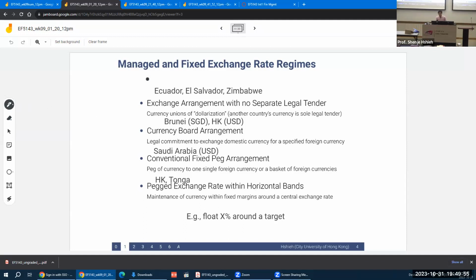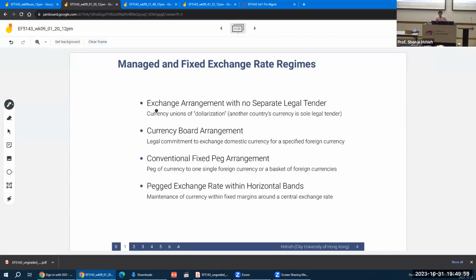So here are some exchange rate policies. Okay, so maybe I'll clear it and then just write it again.